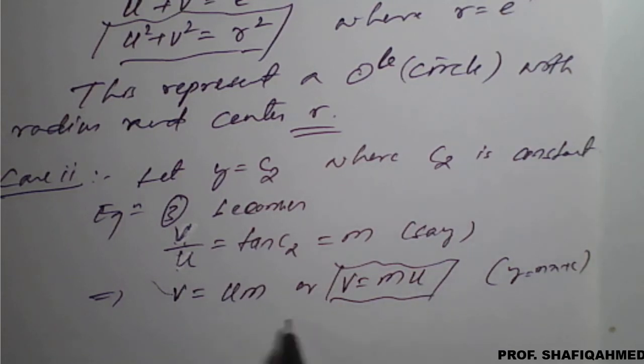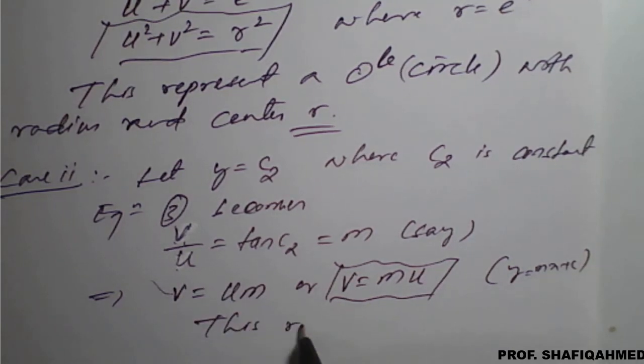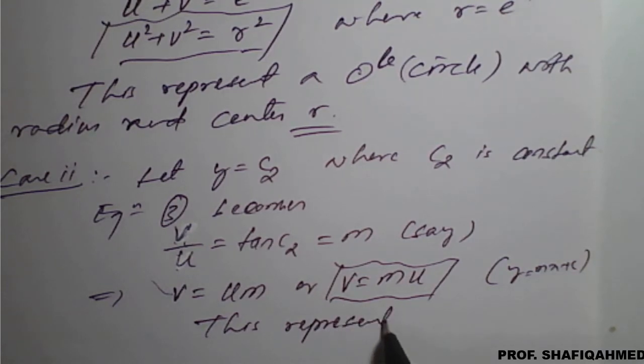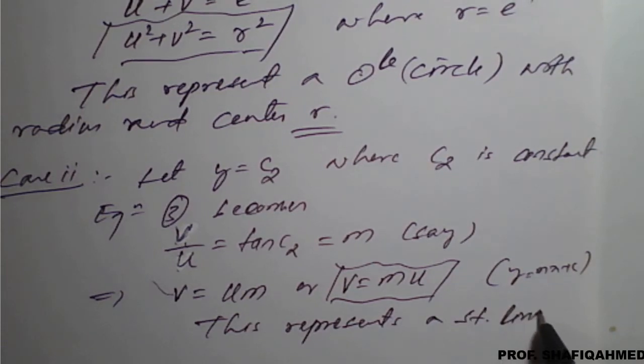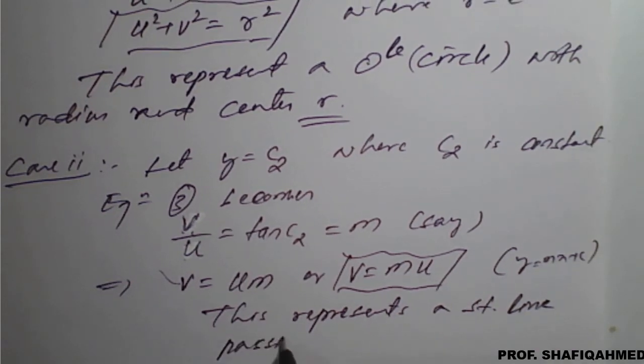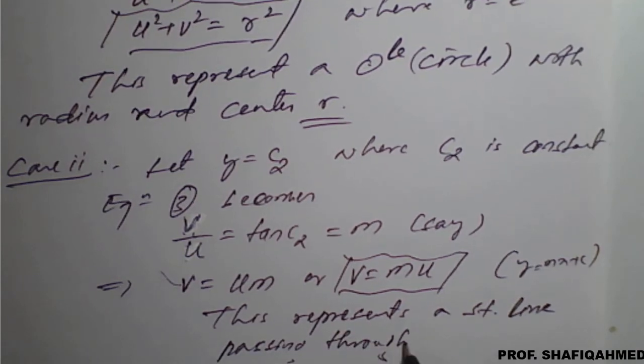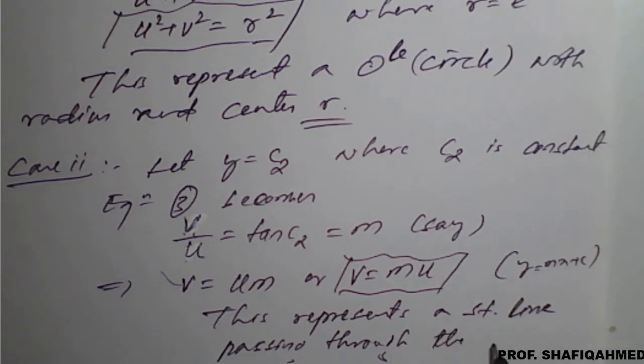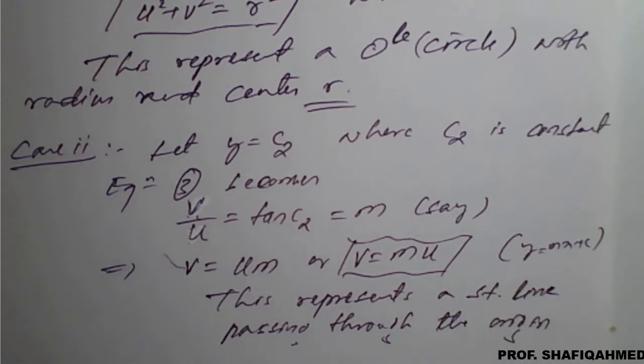So this represents a straight line passing through the origin.